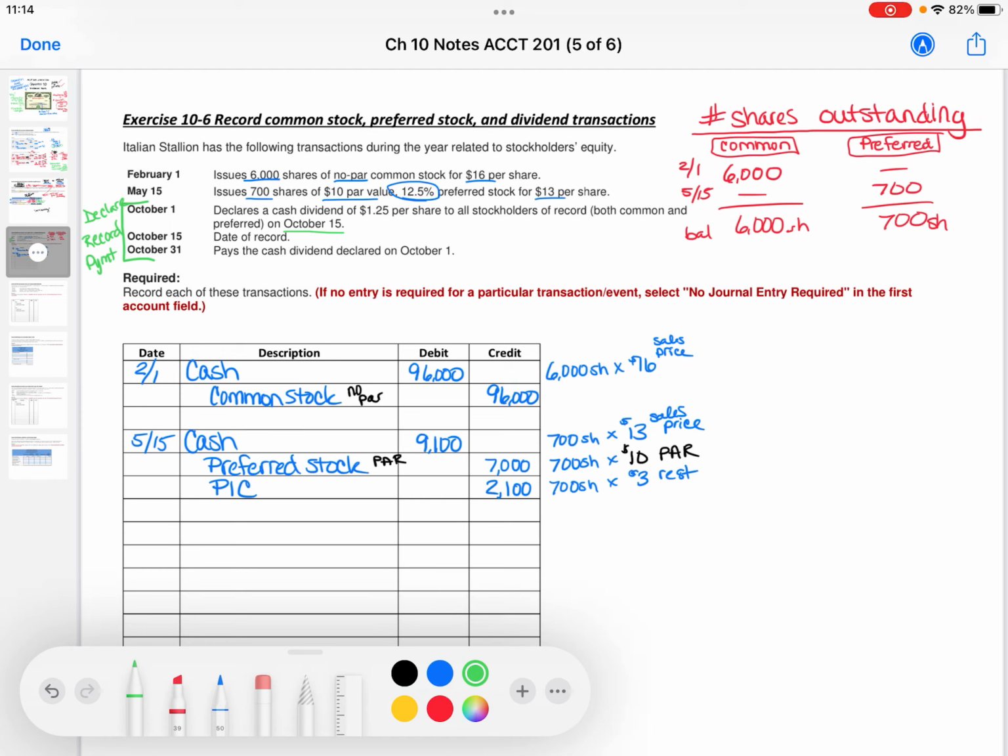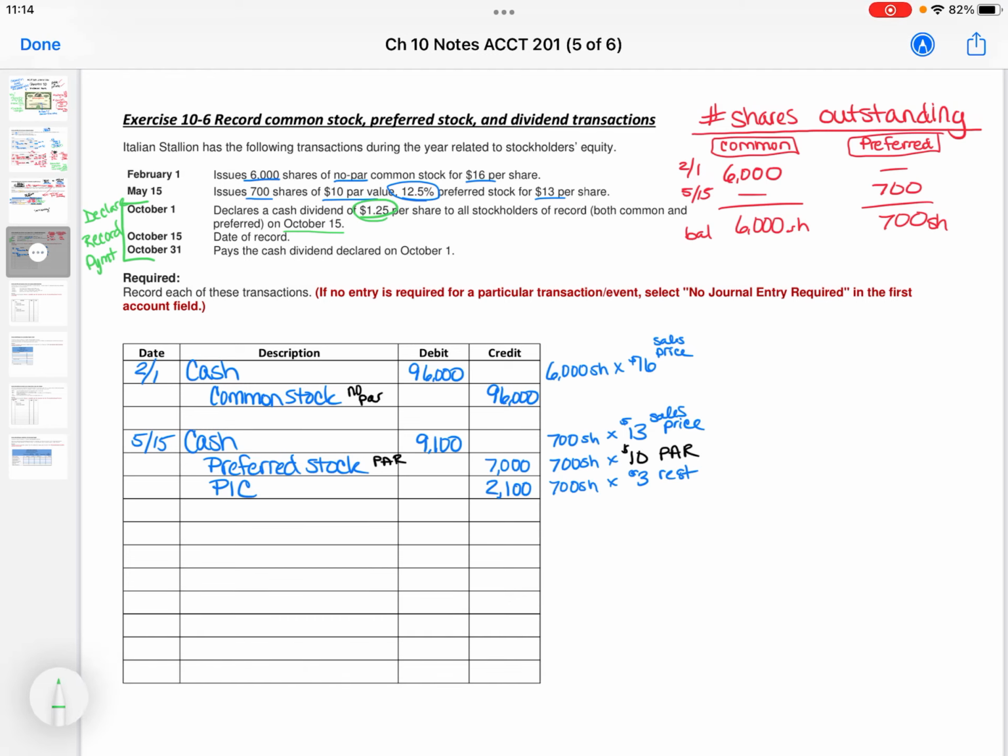So let's talk about the preferred shares of stock. Now, yes, they just gave us the amount for the problem and you could just do your entries and be done with it. But I just want to make sure we understand dividends. So dividends are first paid to preferred. First pay preferred stock. Now, how do you pay preferred stock?